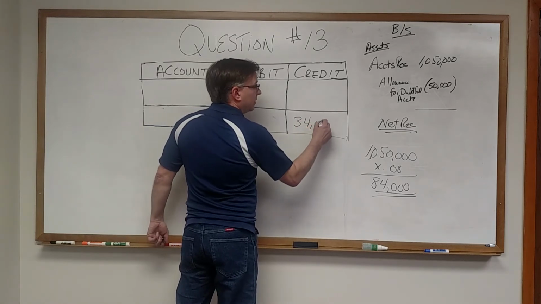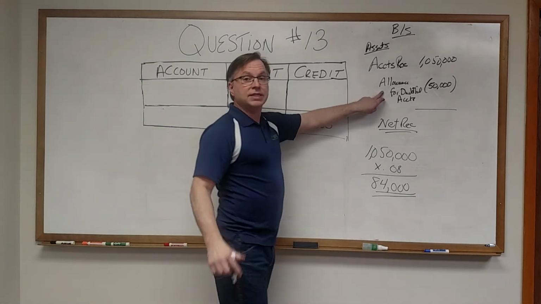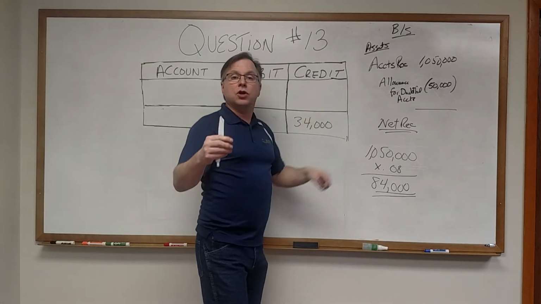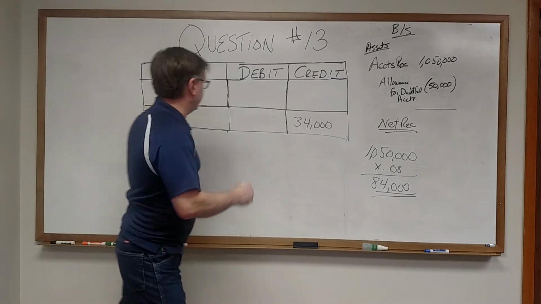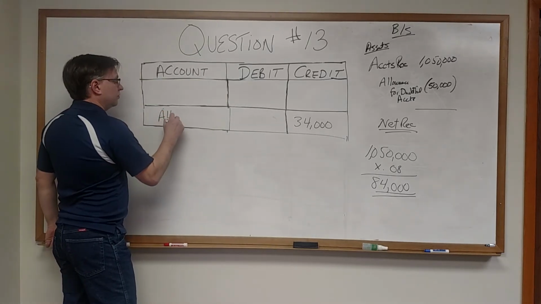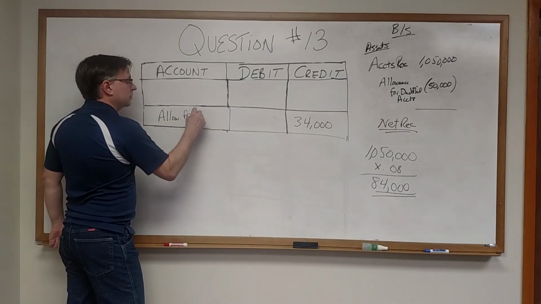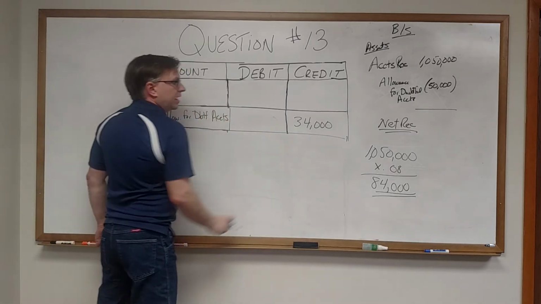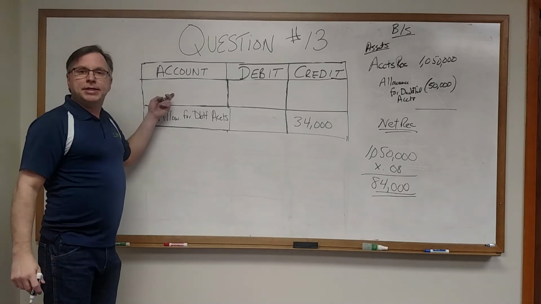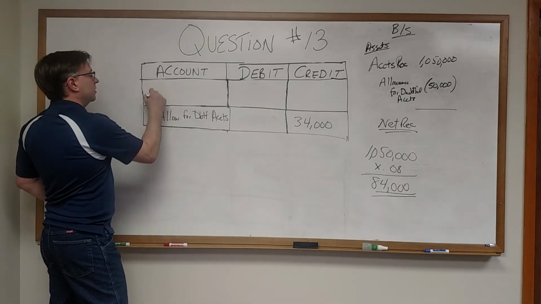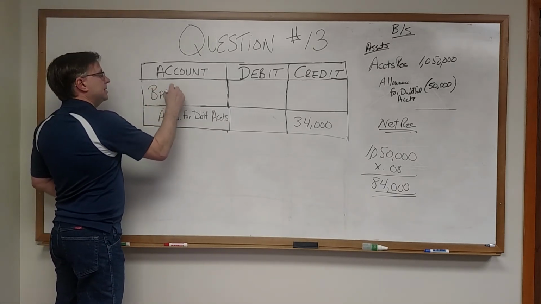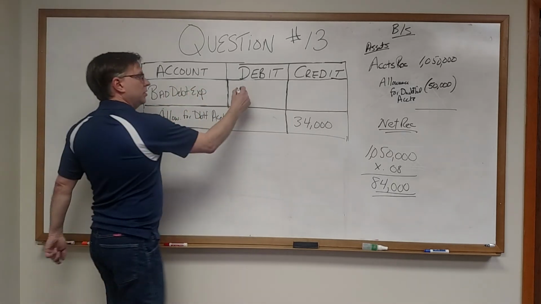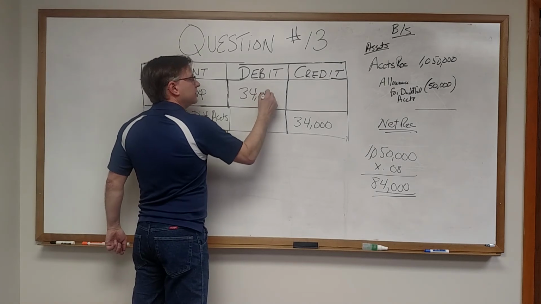And again, allowance for doubtful accounts is a contra asset. It acts the opposite of assets. So it is increased by a credit. So allowance for doubtful accounts, $34,000 credit. What's the debit? That's the expense, or bad debt expense, which is an income statement item for $34,000.